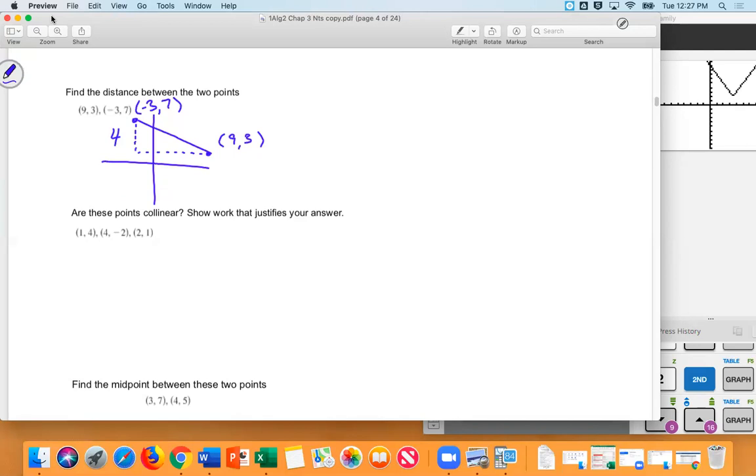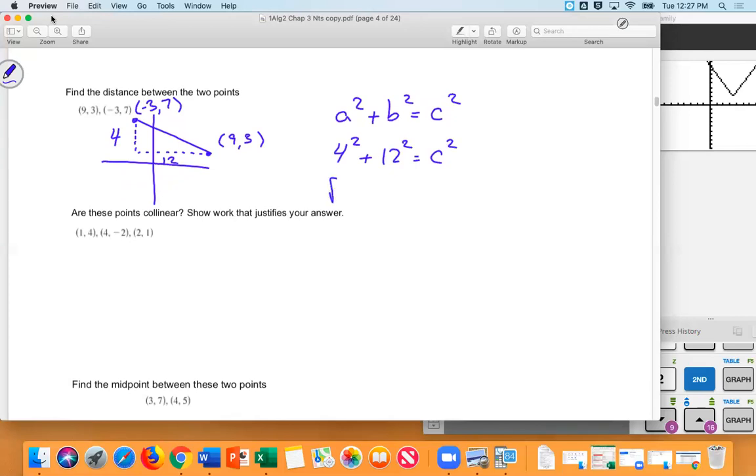Now, the difference between the bottom is -3 and 9. That's 12. So now I have a squared plus b squared equals c squared. A, I'm just going to call 4. B, I'm going to call 12. And c is what I'm looking for.